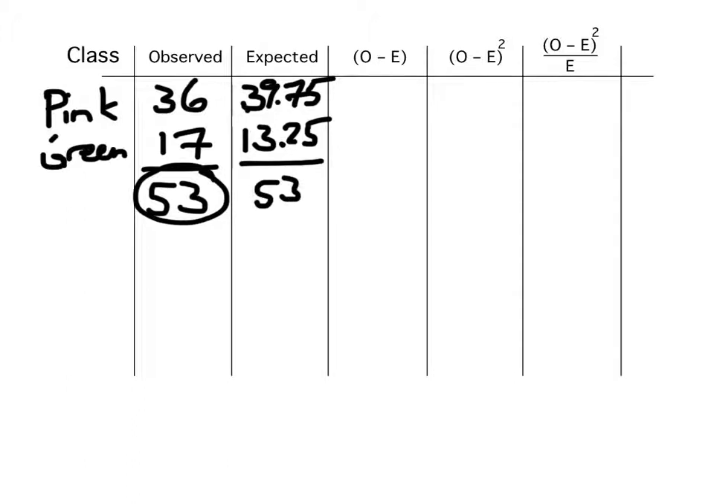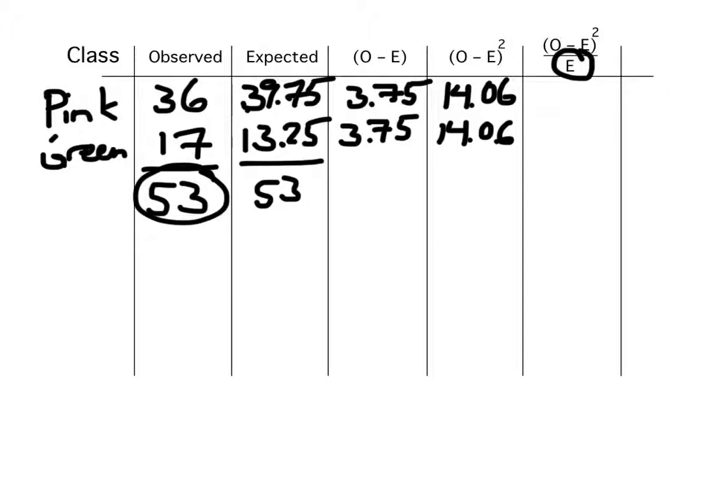Great. Now subtract: what's the difference between the observed and the expected? It doesn't matter whether you go observed minus expected, expected minus observed, or bigger numbers minus smaller numbers. It's all going to get squared away anyway. So the difference here is 3.75, and the difference here is also 3.75. I square those and round them to 14.06 for each. Then, importantly, I take the difference squared and divide by the expected.